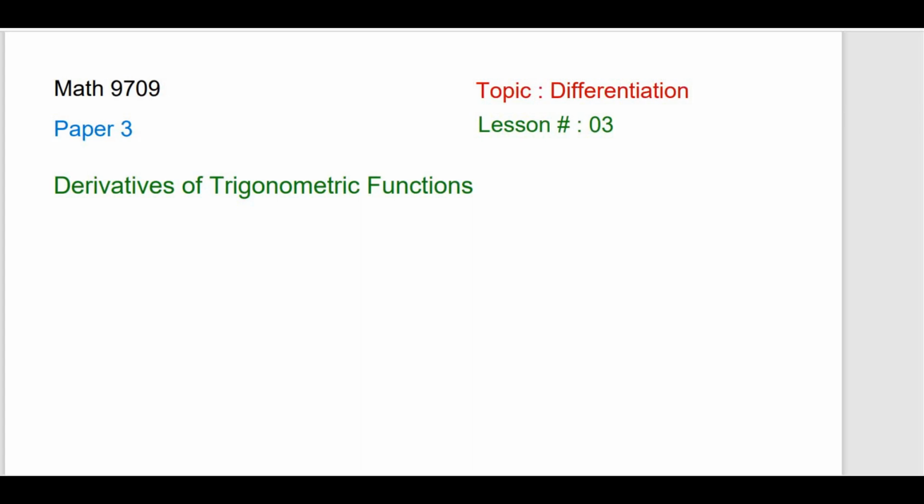Hello everyone, today we are going to discuss the topic differentiation and its lesson 3. And we will discuss the differentiation related to paper 3. Today we will focus on the derivatives of trigonometric functions, that is, how to find the derivative of a trigonometric function. Let's see the formula sheet.